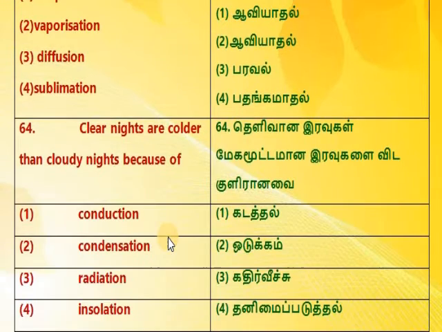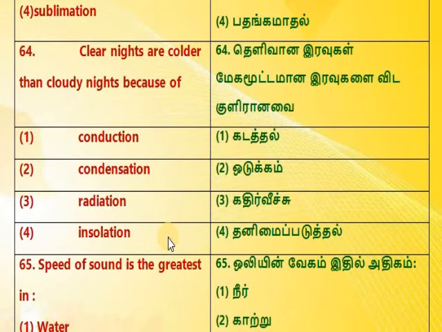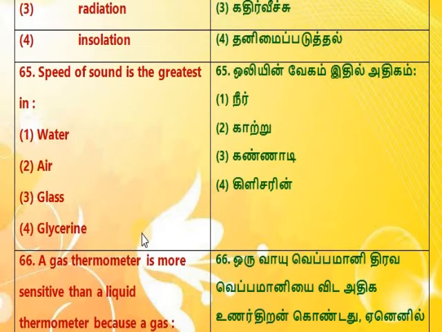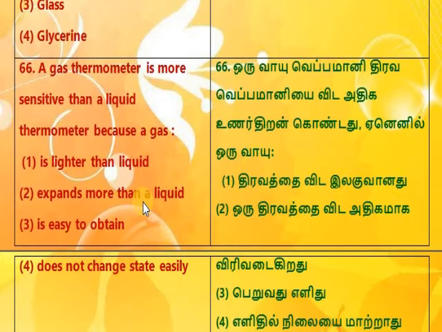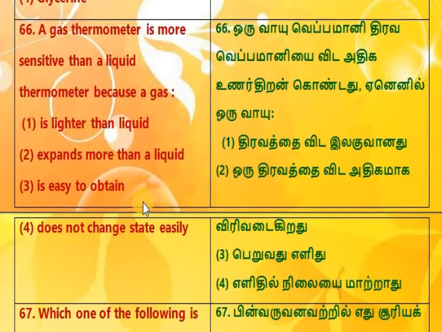64. Clear nights are colder than cloudy nights because of 1. Conduction, 2. Condensation, 3. Radiation, 4. Insolation. 65. Speed of sound is the greatest in 1. Water, 2. Air, 3. Glass, 4. Glycerin.